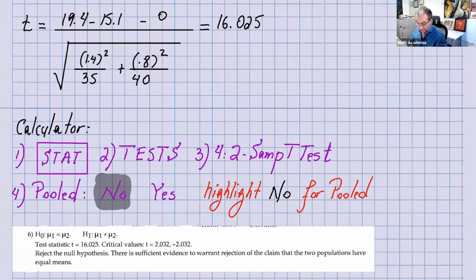The calculator is going to ask you pooled, yes or no. It's no because sigma 1 is not equal to sigma 2. The problem did not mention anything, so we assume they're not equal. And I put it for you, highlight no for pooled.